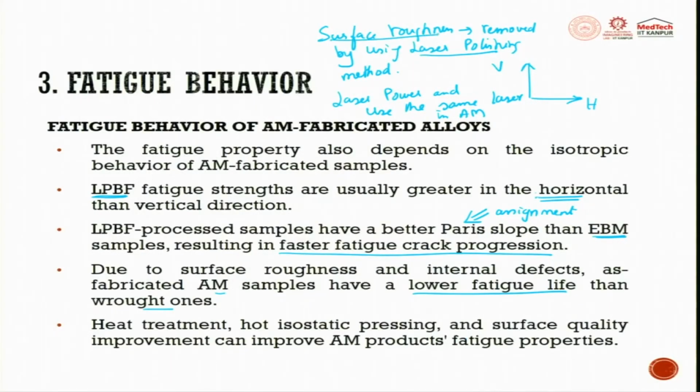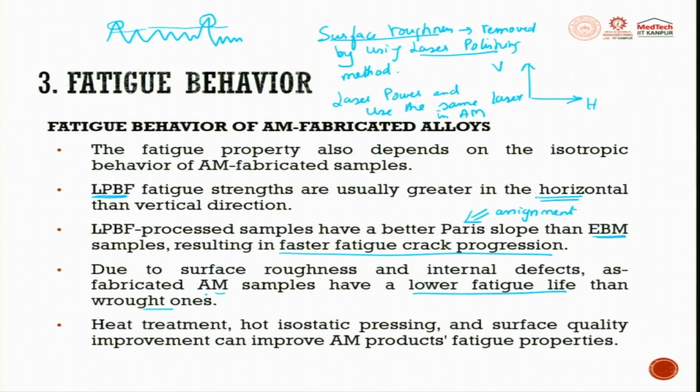Suppose you have peaks like this. Here the surface area is too small and it is almost a point. So, when the laser is exposed, even at a lower temperature, it softens, so that it can do the polishing operation and you get a better surface finish. Due to surface roughness and internal defects, as-fabricated AM samples have a lower fatigue life than wrought ones.